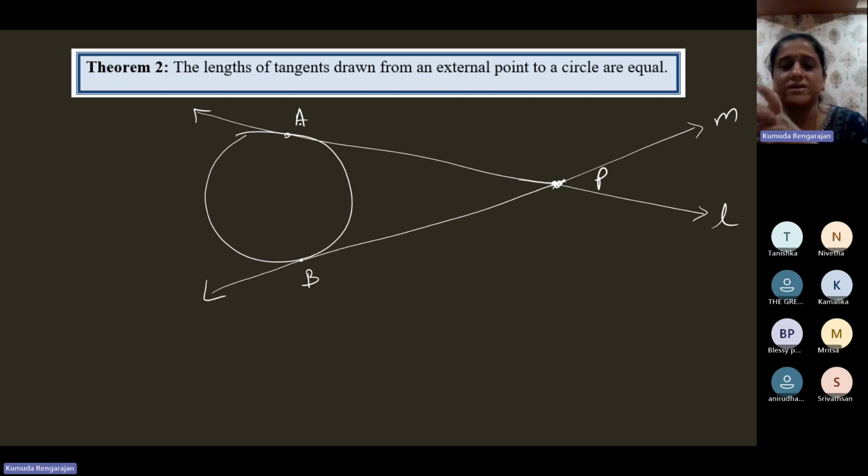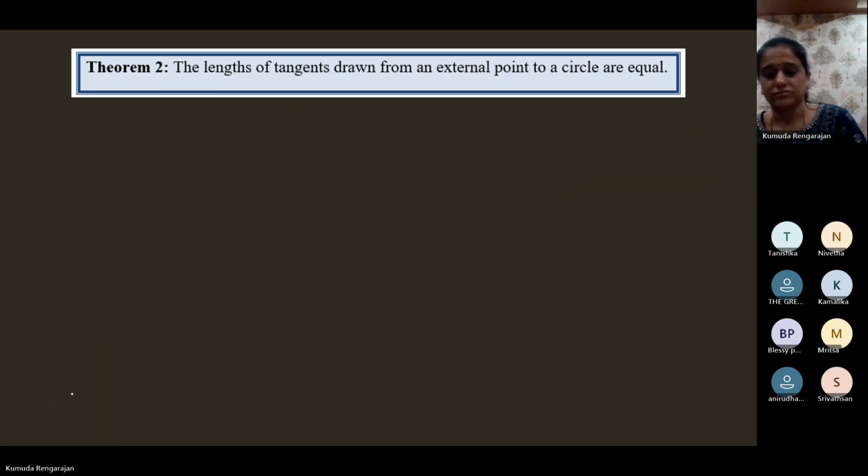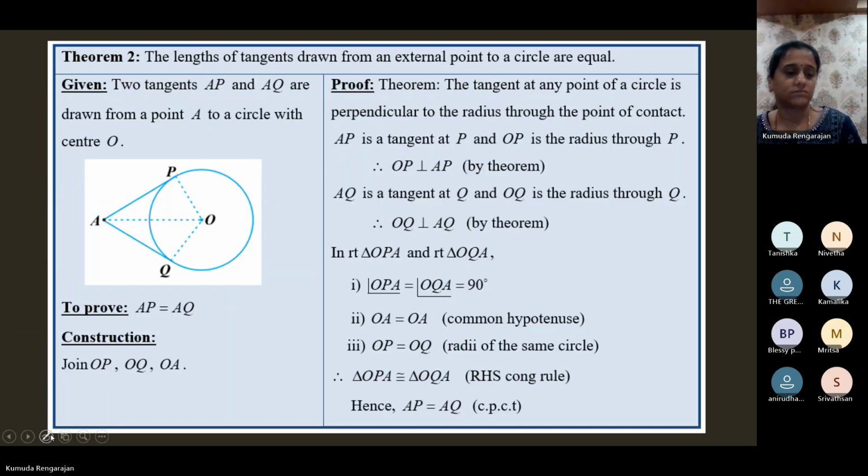PA is a part of the tangent L. PB is a part of the tangent M. So PA and PB are called the tangent segments, some portions of the tangents. But when we say tangent, we are mostly referring to the tangent segment. So it's situational. You need to understand whether it is a tangent or a tangent segment based on the situation.